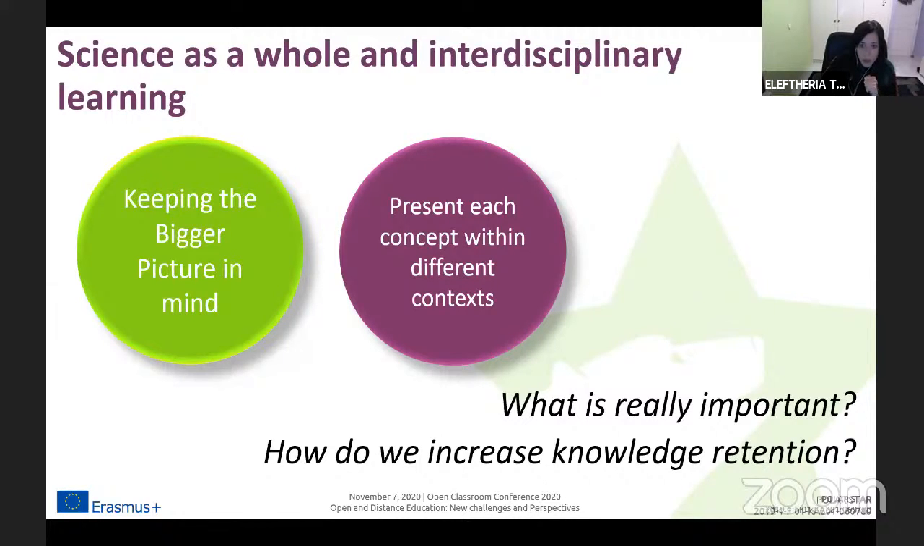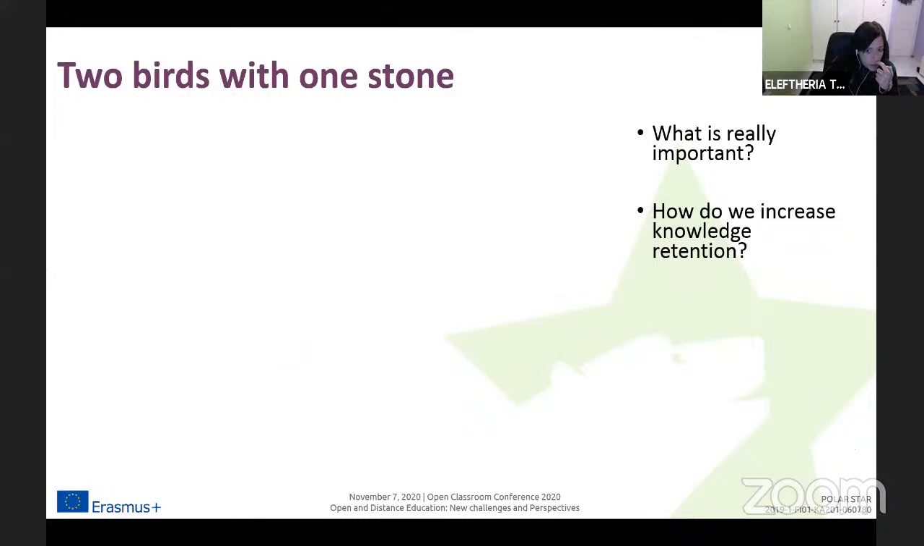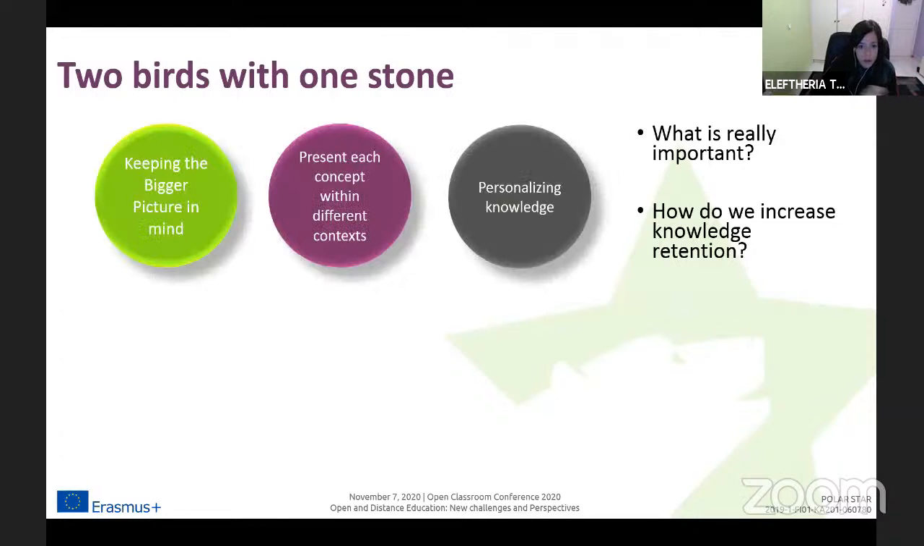And the third method is by making your teaching as personalized as possible, offering personalization opportunities to your students. So personalized learning. We're killing two birds with one stone here because we're using all these three methods to address both these questions at the same time. This is really the part where everything comes together and we're putting this into one seamless approach that answers both these questions.